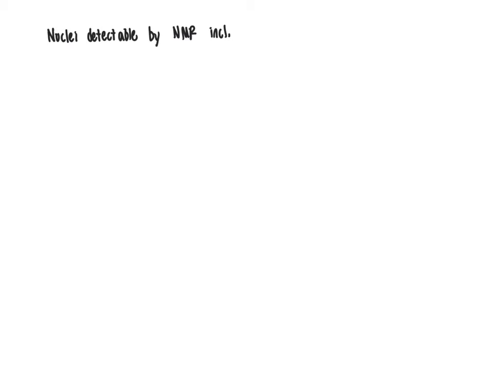So just to get a list on paper for you of the nuclei that are detectable by NMR, those nuclei are going to include, most commonly, proton NMR, which is detecting the hydrogen-1 isotope. That's why I put that 1 in superscript there. Carbon-13, nitrogen-15, phosphorus-31, and there are others as well, but those are the ones that we're going to focus on most frequently.